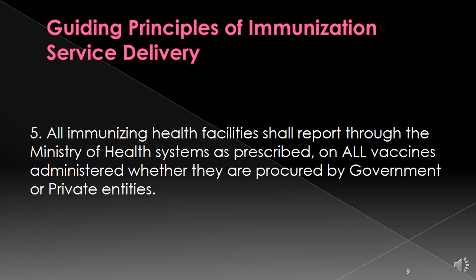Guiding principle number five, all immunizing health facilities shall report through the MOH systems as prescribed on all vaccines administered, whether they are procured by the government of Kenya or by private entities. That means that so long as a health facility, whether public or private, is listed as an immunizing center, then they shall make their reports according to how the Ministry of Health has prescribed it, on specific reporting forms and formats to the government of Kenya, and returns made accordingly.